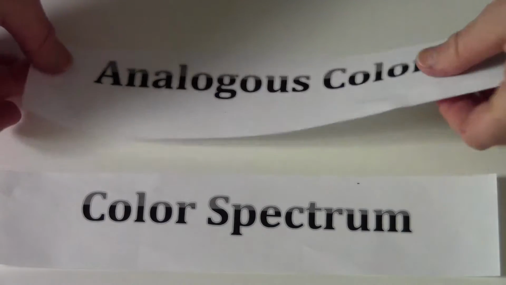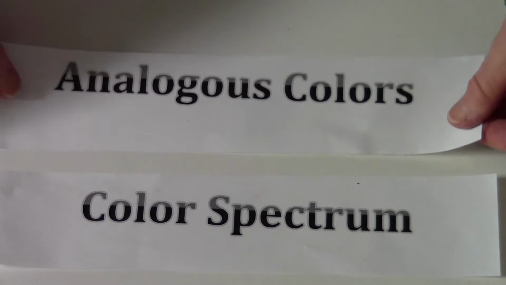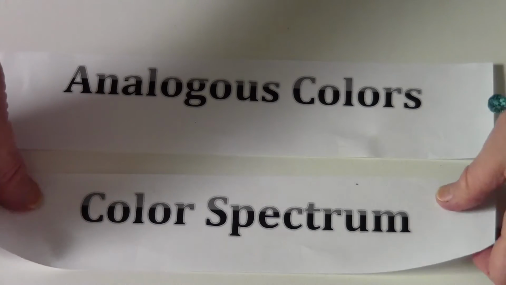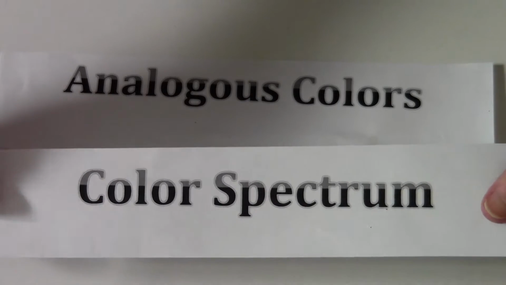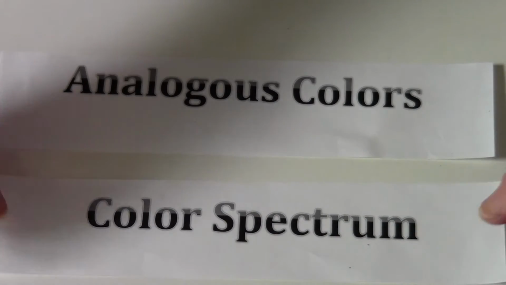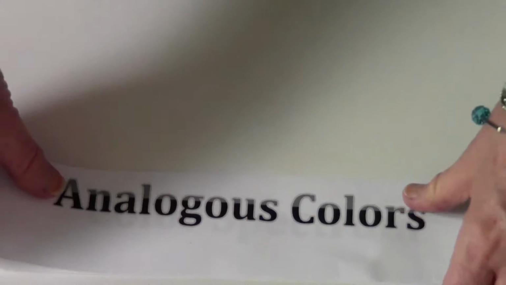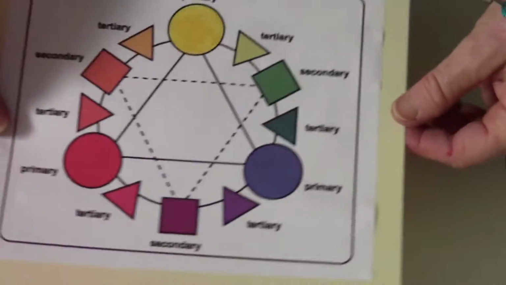Today we're going to be learning about analogous colors, and to understand analogous colors we're going to need to talk a little bit about color spectrum, and that includes the color wheel. So the first thing we're going to do is take a look at a basic color wheel.